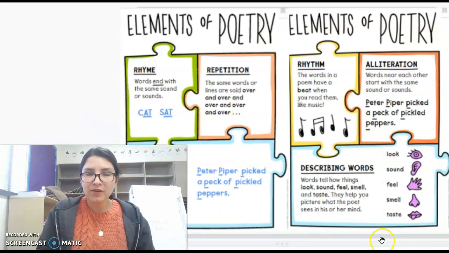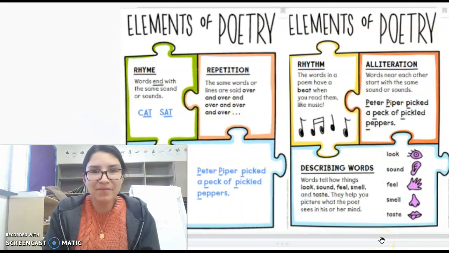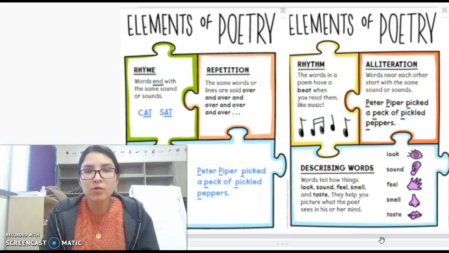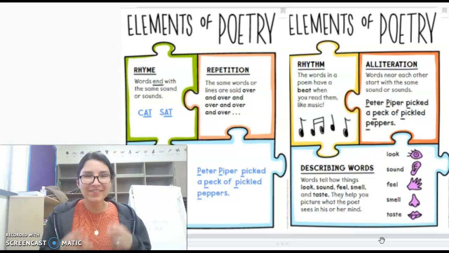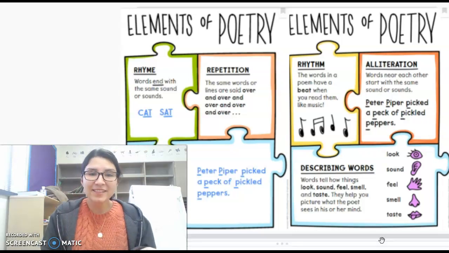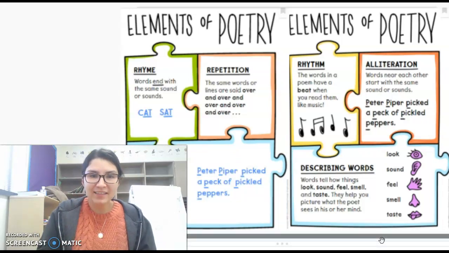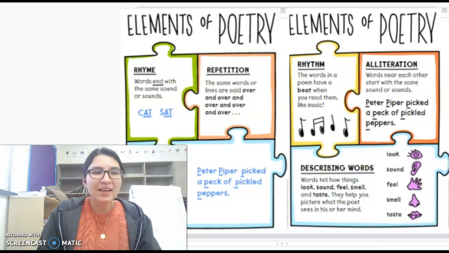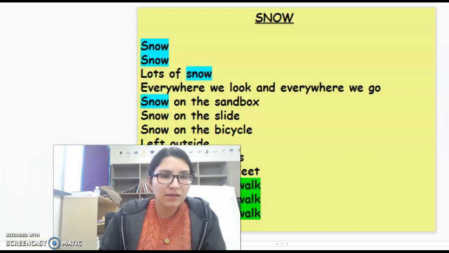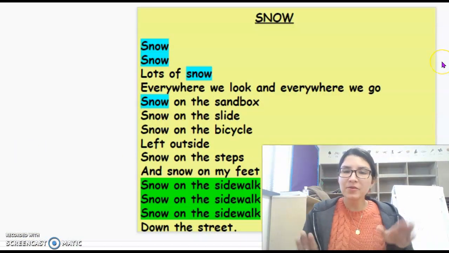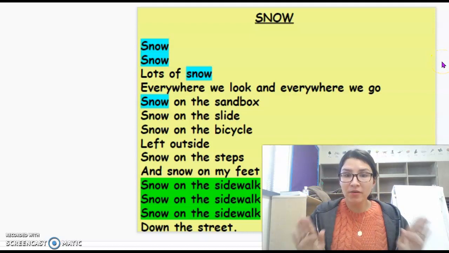repetition. Go ahead and say that. Good job. The same words or lines are said over and over again, right? And that right there is an example of repetition, the bigger text. We kept saying that over and over again. Let's look at an example. Now, we went over this poem the other day, so we're just going to review it. Snow. I'm going to read it, and then we're actually going to highlight all the repetition.